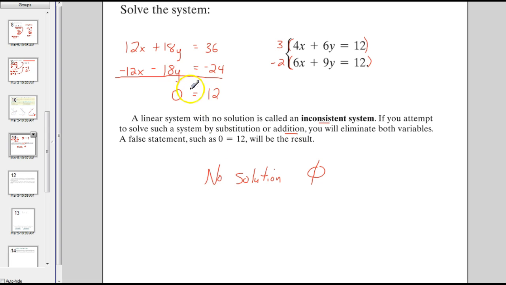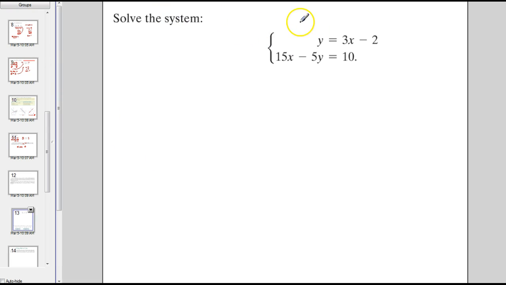Alright, but remember, if 0 equals 12 isn't true when the variables get eliminated, then you have no solution. Alright, now let's attempt to solve this system. This one does have a variable isolated, so I could do one of two things. I could bring the 3x over if I wanted to do the addition method, but because y is already isolated, this is where I would use substitution.